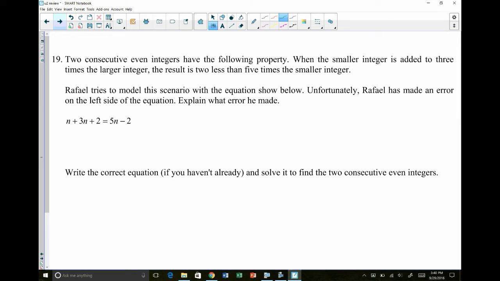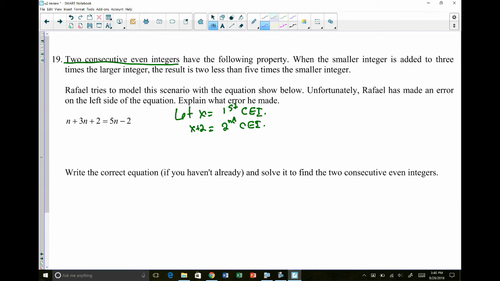Number 19. Two consecutive even integers. I'm stopping right there. Two consecutive even integers. I'm going to let x equal the first even integer, because I don't know what that is. Well, if x is the first one, how do I get to the next even number? I need to add 2 to it. So x plus 2 is the second consecutive even integer.